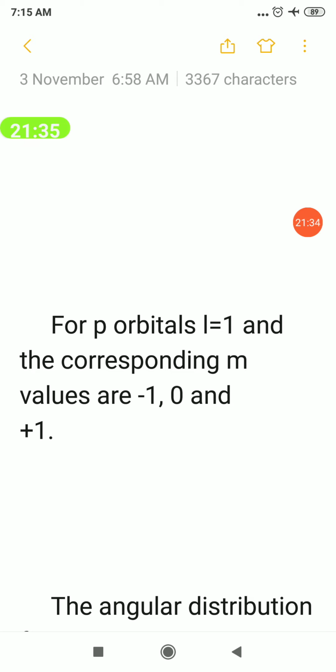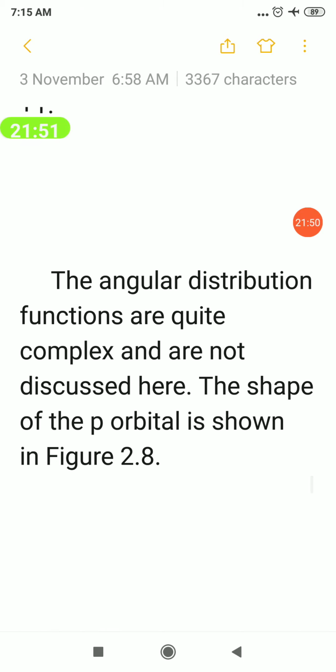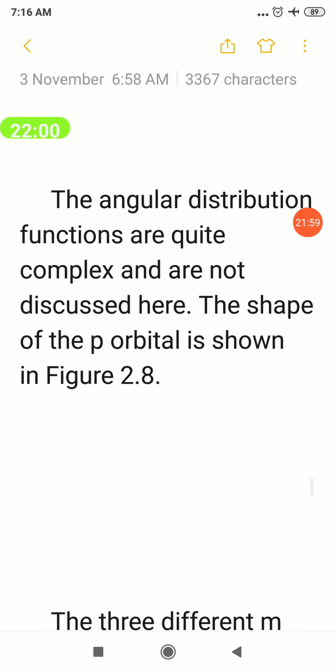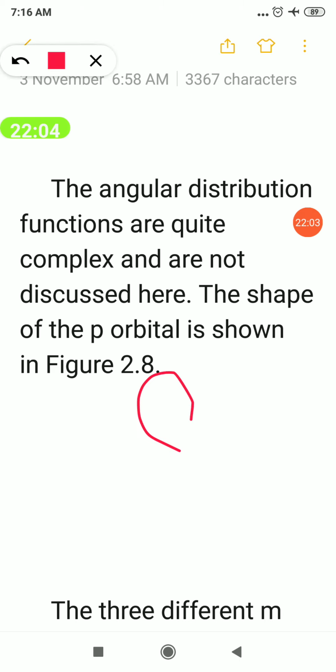And in this case, the angular distribution for 1s orbital we saw, f of theta is equal to 1 by root 2, then g of phi is equal to 1 by root 2 pi. So that was simple. But in the case of P orbital, it's a little difficult, so that is not discussed here. The angular distribution functions are quite complex. And the shape of P orbital is dumbbell shape. This is the shape of P orbital. They will be looking like a clover leaf shape, and it is called a dumbbell shape. Okay, so that we will see later.